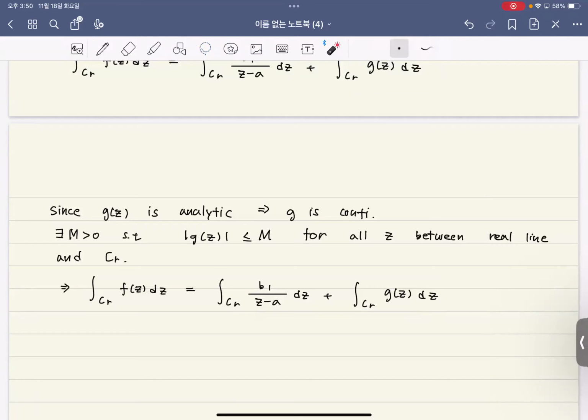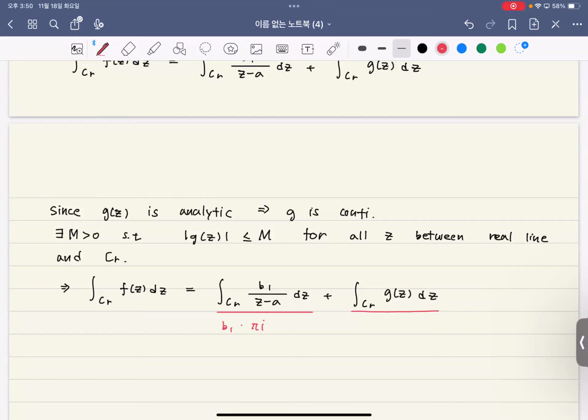And what is this? This is just nothing but b1 times 2 pi, not 2 pi times i. Sorry. If this were a full circle, then this should be 2 pi times i. But this is just a half circle, so this is just pi times i, which is very obvious.